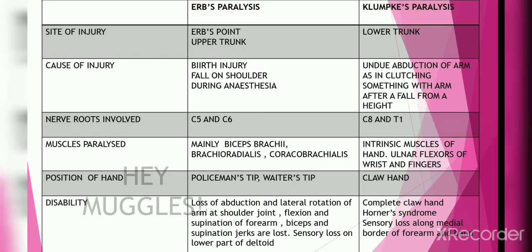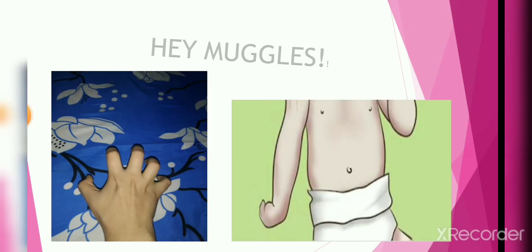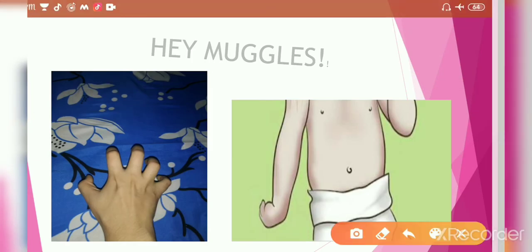So, about your Klumpke's paralysis, the patient presents with the claw hand. Claw hand, how it appears, how it looks like. So, you can see in this picture, this is your claw hand, complete claw hand, right? In complete claw hand, there is hyperextension at the metacarpophalangeal joint.